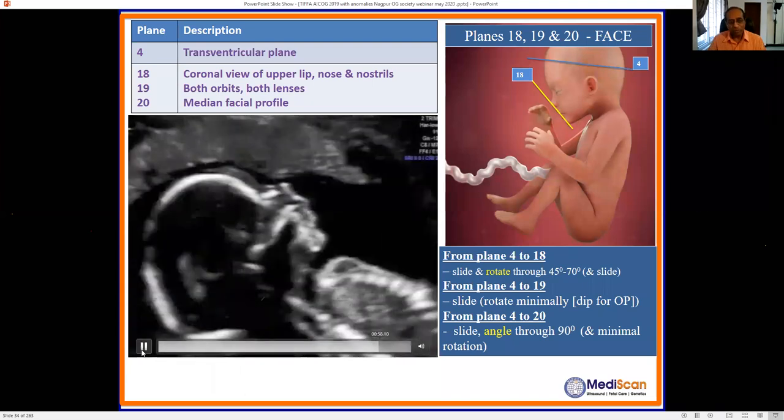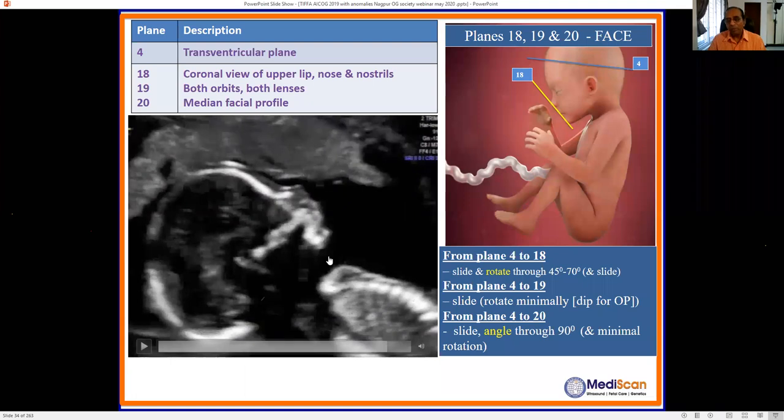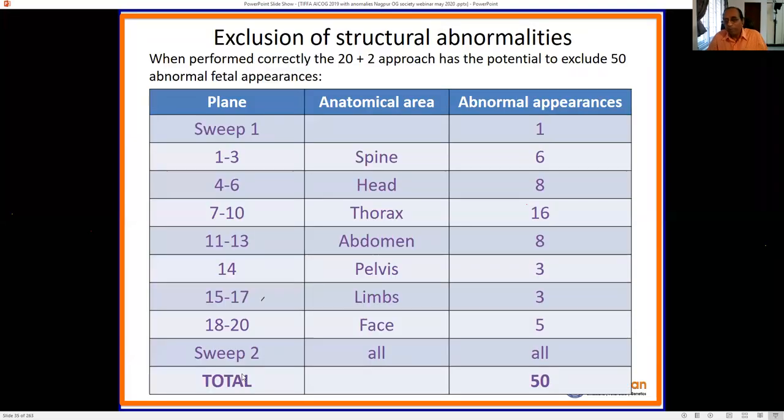Then, of course, we should also do the mid-sagittal view. So the face consists of three parts: orbits, nose, and mouth. We look at three planes: the mid-sagittal view, the coronal view, and the axial view. So three planes, three structures to be evaluated in the face. Once you have done that, we have now completed the anatomical evaluation of the fetus.